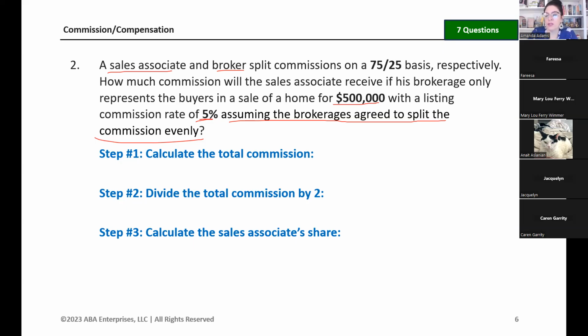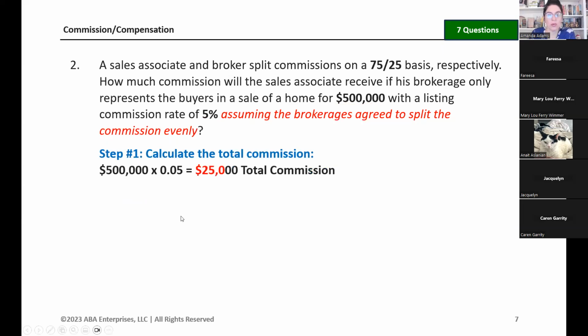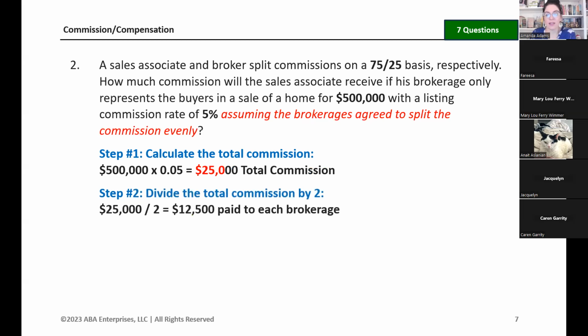All right, you guys are predicting 93.75. Let's see if you're right. So total commission is 500,000 times 5%, which is 25,000. And then we need to divide that by 2 because again, we're only representing one side of the deal. It's 12,500 paid to each brokerage.